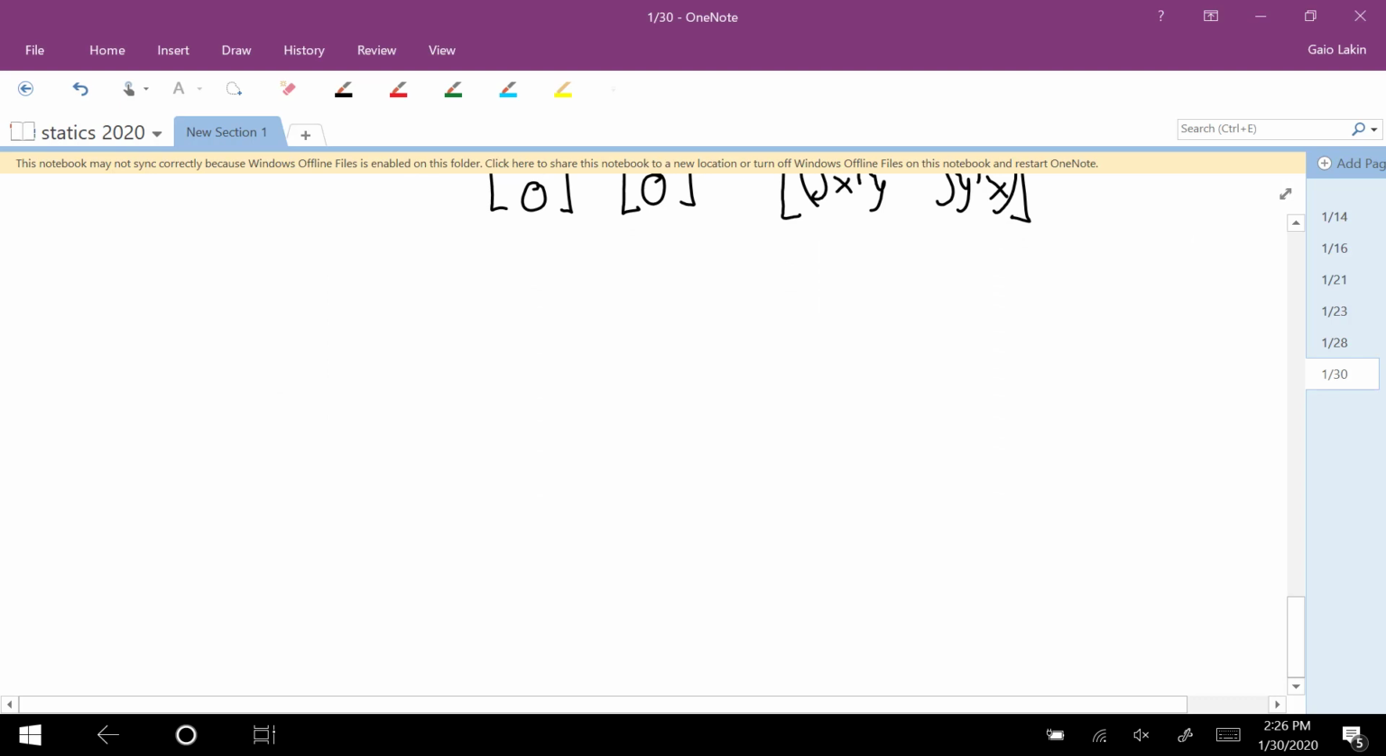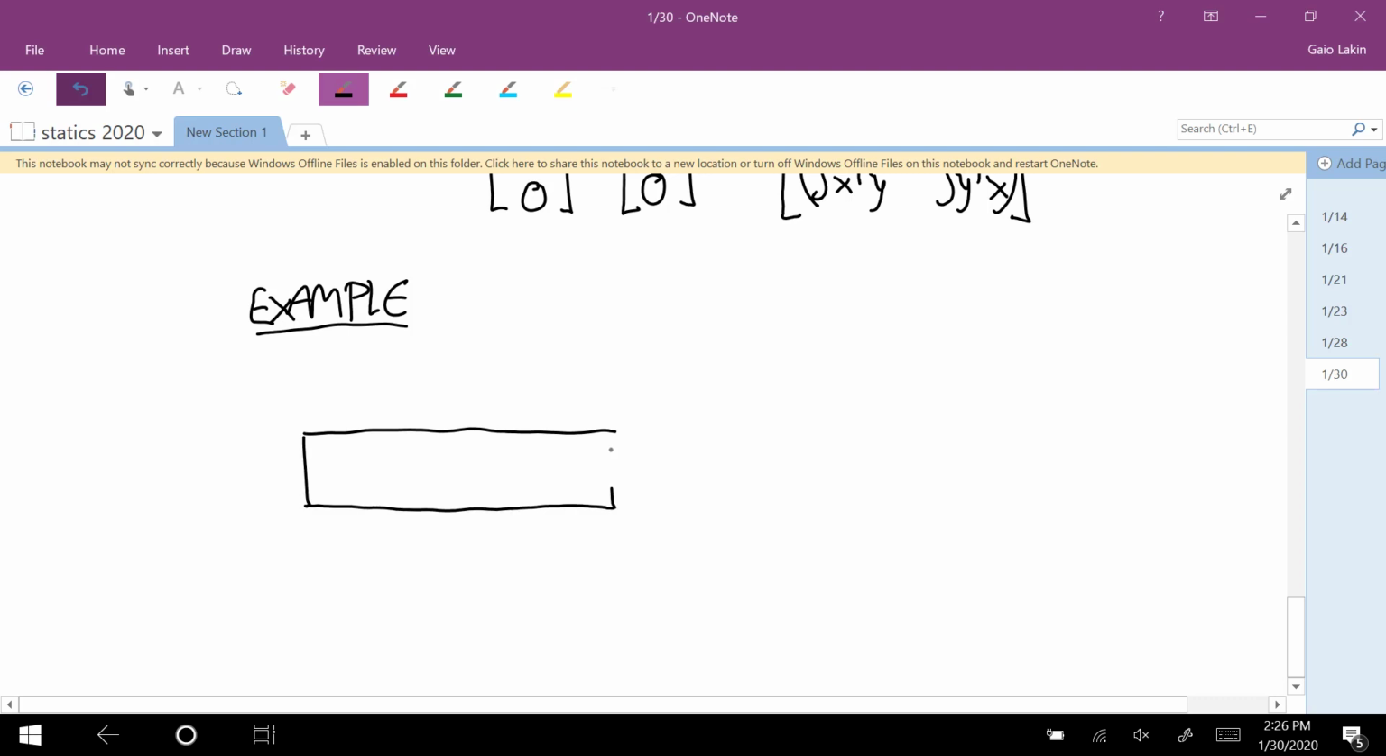All right, well, let me do a two-dimensional example. Let's say we have this board, and it has a width of 0.5 meters and a length of 2 meters.